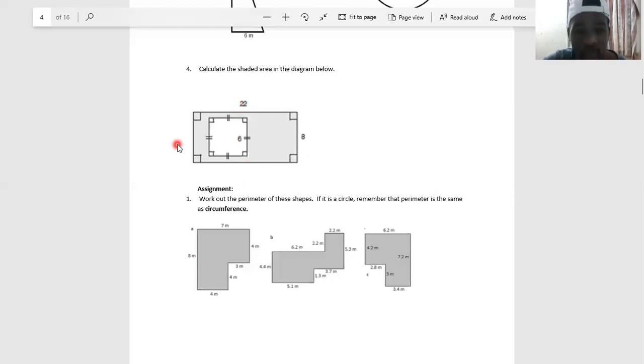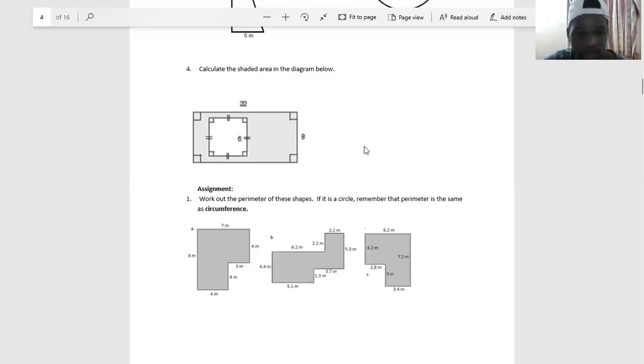But in this case, we are required to calculate the area of the shaded area. So it would be 22 multiplied by 8, because it's length multiplied by breadth. 22 multiplied by 8, you get your answer. Then you come to this square, it's 6, 6, because remember I told you that the square has equal sides. So it's 6 multiplied by 6, which is 36. So from the answer you got from 22 multiplied by 8, you subtract 36. Then the answer you get is the shaded area. This is pretty simple, guys.